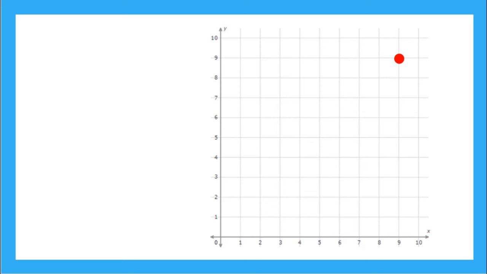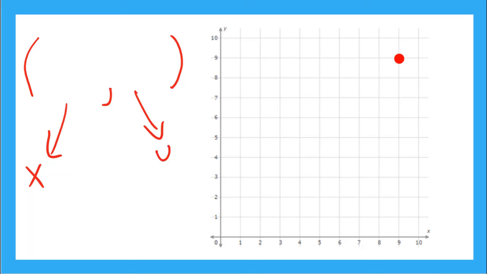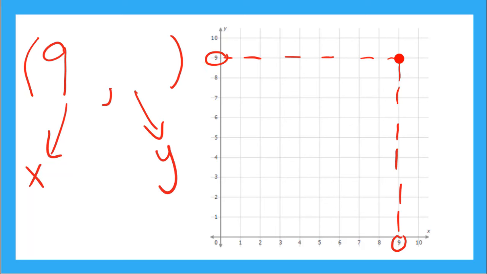So again here, I have my point here, but I'm missing my ordered pair. So I'm going to start with my parentheses and my comma. I know that this spot here is going to be my x-coordinate, and this spot here is going to be my y-coordinate. So remember, my x-coordinate lives down here on the x-axis. Let's go down and find it. It falls right in line with x-coordinate 9. And to find my y-coordinate, I have to trace over here to my y-axis, and it also falls on coordinate 9. So I can go ahead and label my point with my ordered pair, 9, comma, 9.